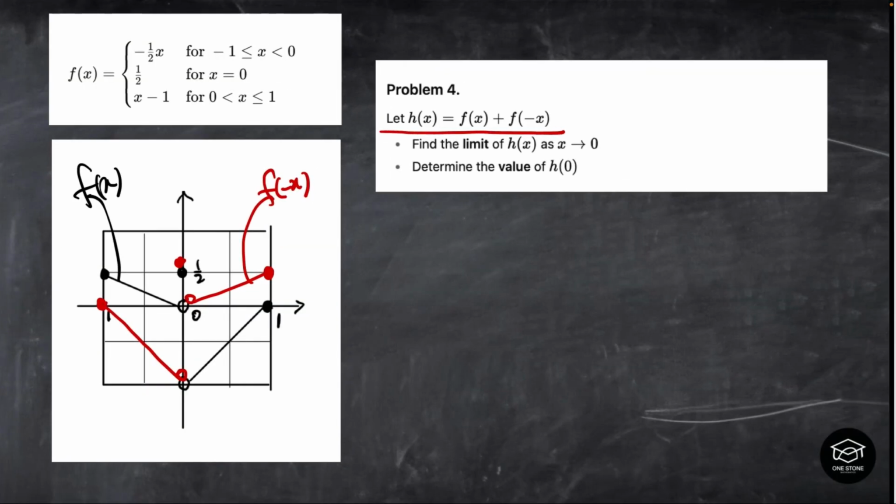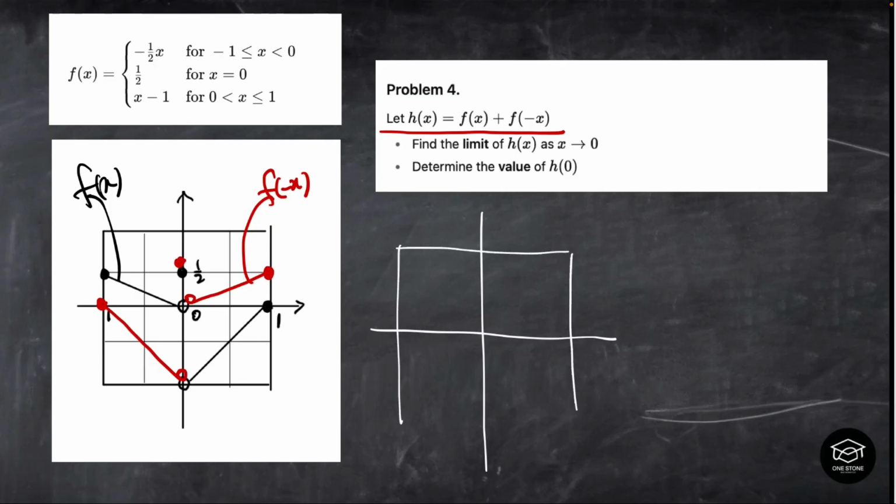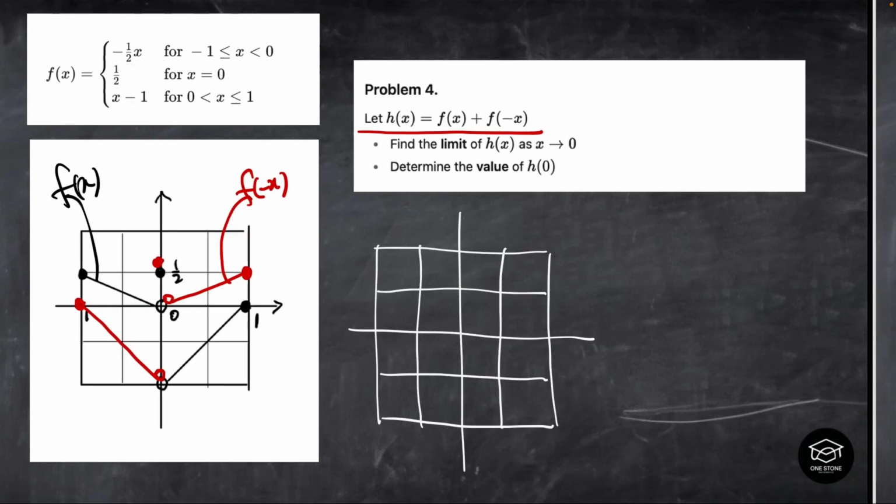Problem 4. Let h(x) equal f(x) plus f(-x). We want the limit of h as x approaches 0 and the value at 0. Case 1. When x is less than 0, f(x) equals -1/2 times x. f(-x) equals -x minus 1. Adding gives -3/2 times x minus 1. As x approaches 0 from the left, the limit is -1.